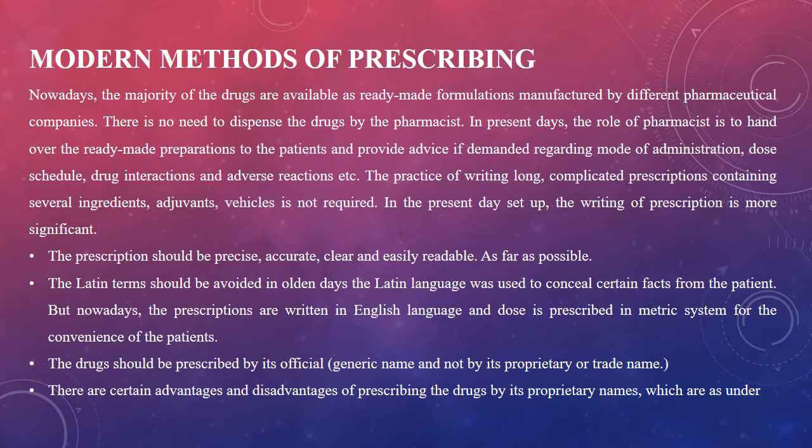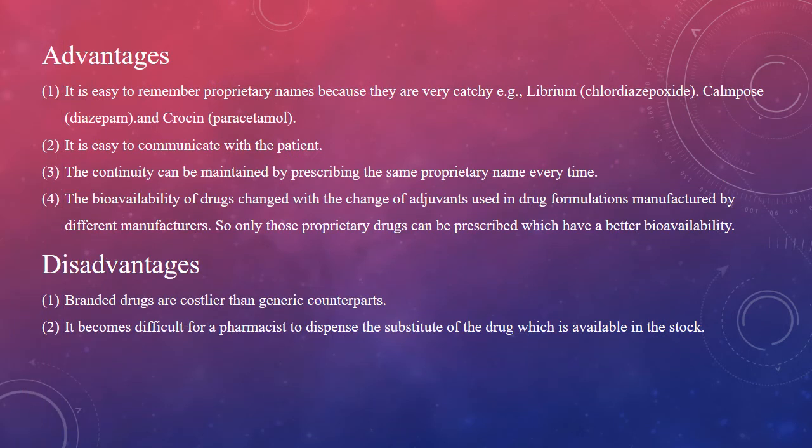The drug should be prescribed by its official generic name and not by its proprietary or trade name. There are certain advantages and disadvantages of prescribing drugs by its proprietary name. Advantages: it is easier to remember proprietary names because they are very catchy. Example, Calmpose for diazepam and Crocin for paracetamol. It is easier to communicate with the patient. The continuity can be maintained by prescribing the same proprietary name every time.